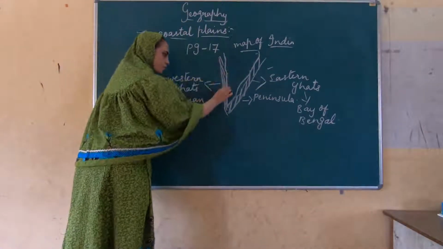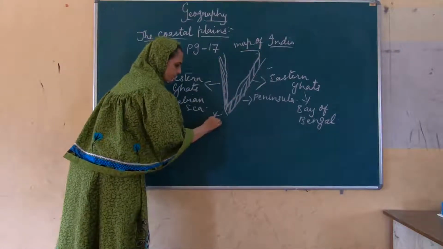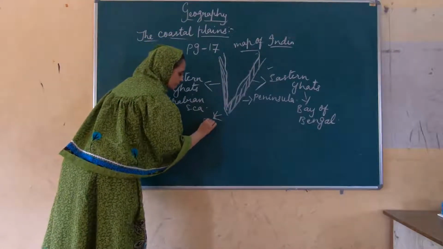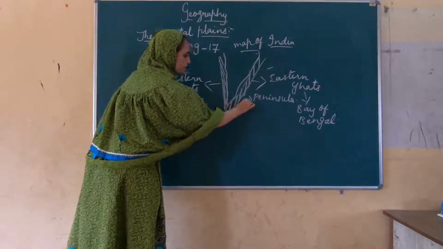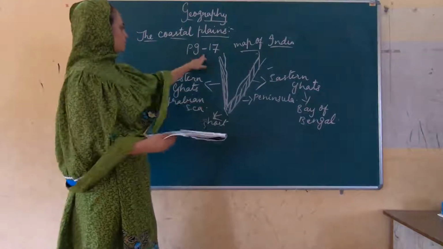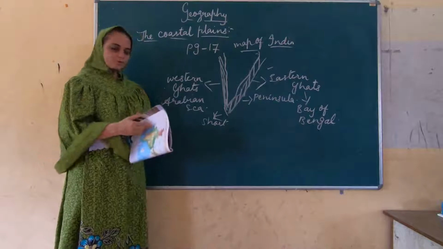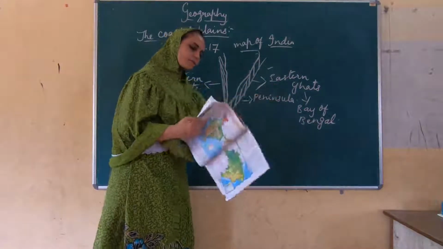Here it is being shown that the Western Ghats width is very short compared to the Eastern Ghats. Is it, children? So come on, look at page number 17. We'll go through the paragraph on what is written about the Western Ghats and Eastern Ghats.